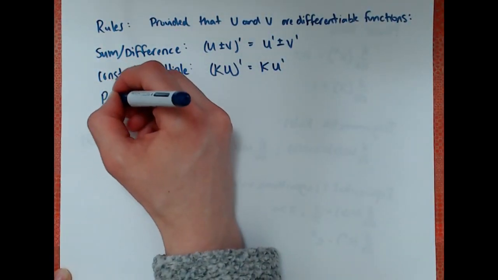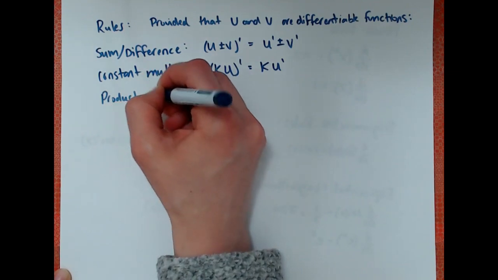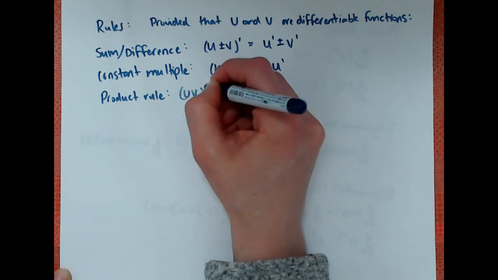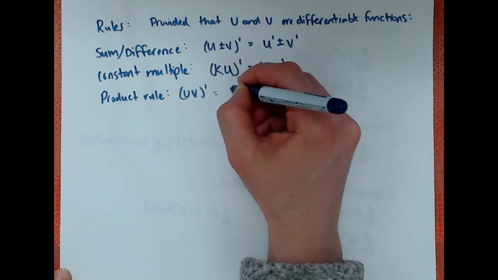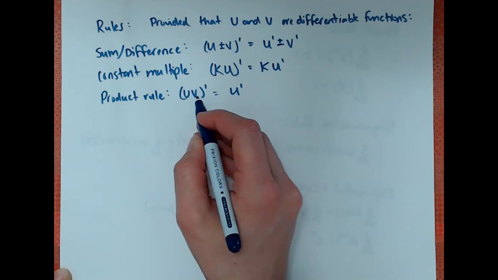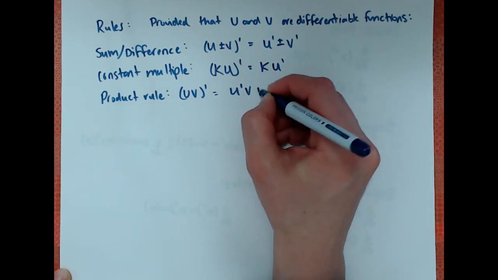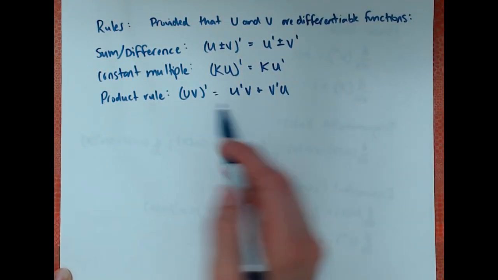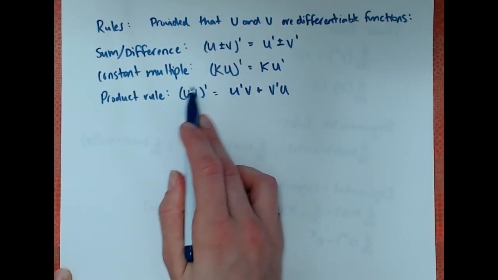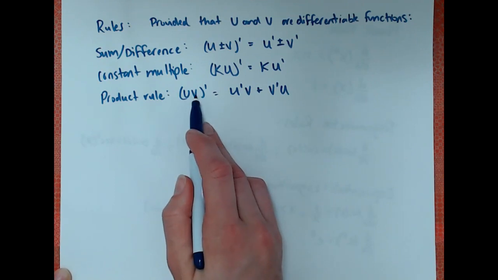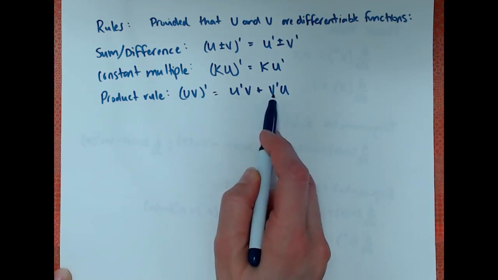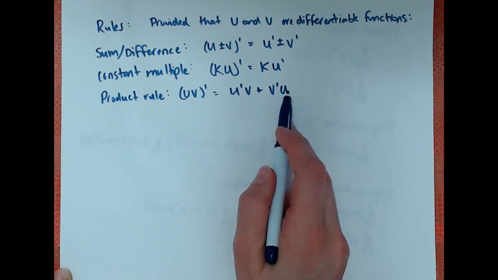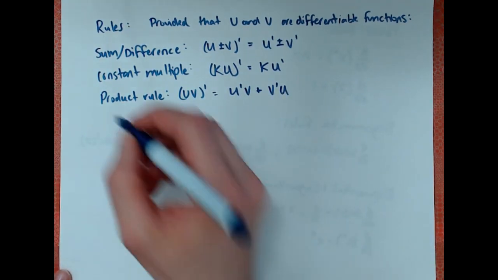Then there's also a product rule. This is uv prime is equal to the derivative of u times v plus the derivative of v times u. So you started off with just one term of two functions multiplied by each other, and then you have two terms afterwards. The derivative of the first one times the second plus the derivative of the second one times the first.